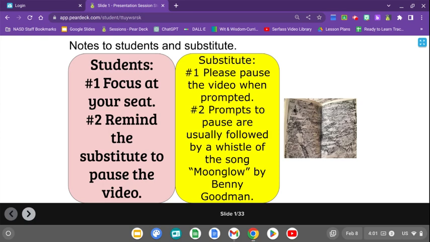And you'll hear variations on that melody and that motif each time. You should pause. And students, I'm asking you to remind the substitute, and should you have two over the course of the block, please remind the second substitute that when they hear that Moonglow melody and motif, they should pause it so you can get the work done. Don't fall behind.